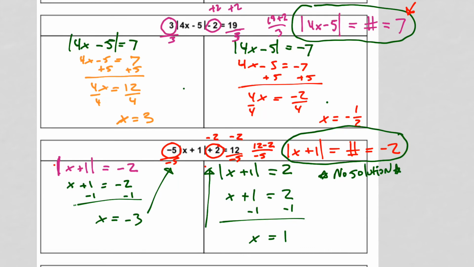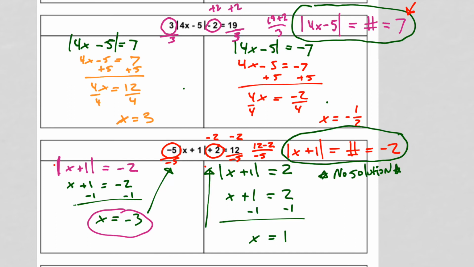So you don't have to write this down, but I'm just going to demonstrate it. I'm going to try one of these numbers, and I don't want you to write this down. I want you to know why this is no solution, because an absolute value can never equal a negative number. The absolute value of something could never equal a negative number. That's why it's no solution.